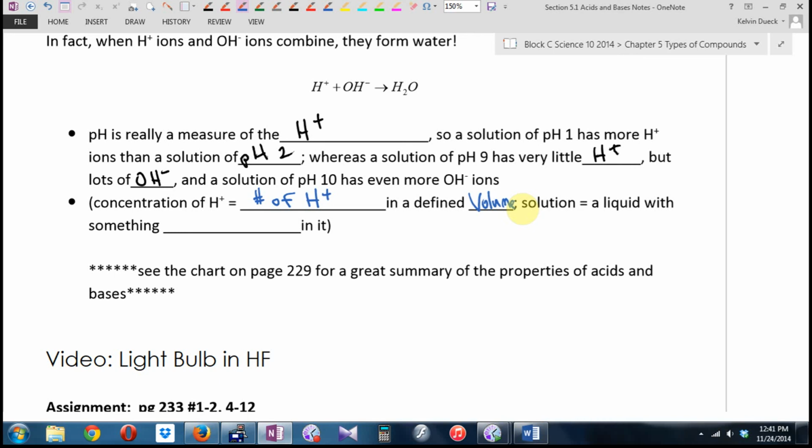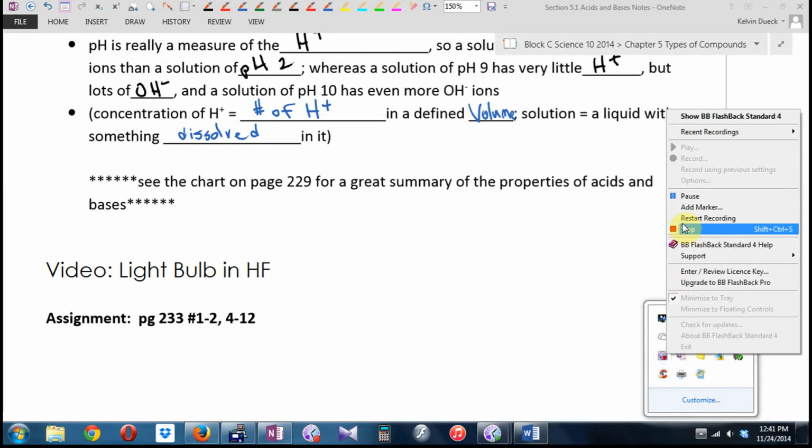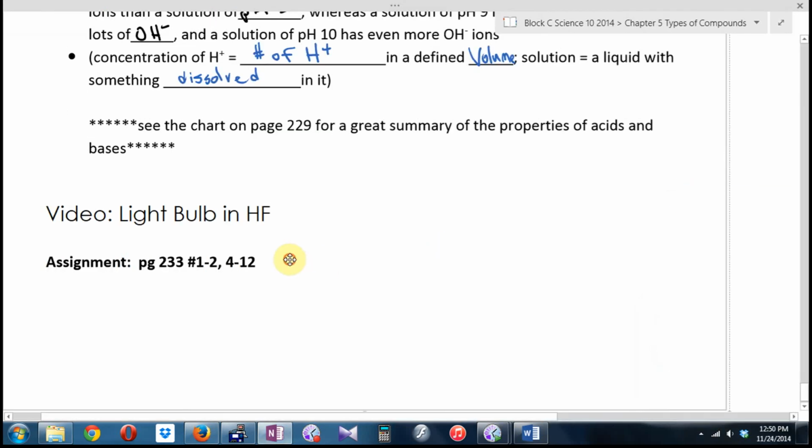A solution is a liquid with something dissolved in it. I wrote here, see the chart on page 229 for a great summary of the properties of acids and bases. Let me show you the chart on page 229. I'm not going to cross this out, but I think that can be part of when you're reviewing for the test later. This would be a good summary of this whole section.